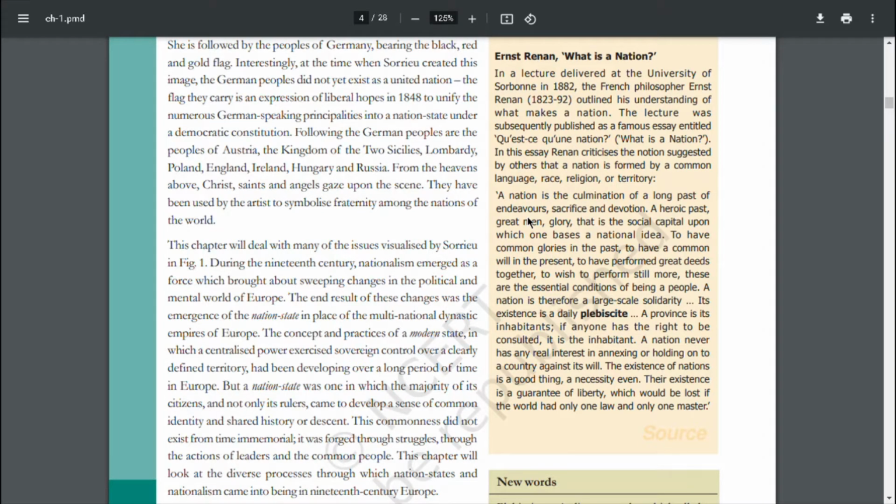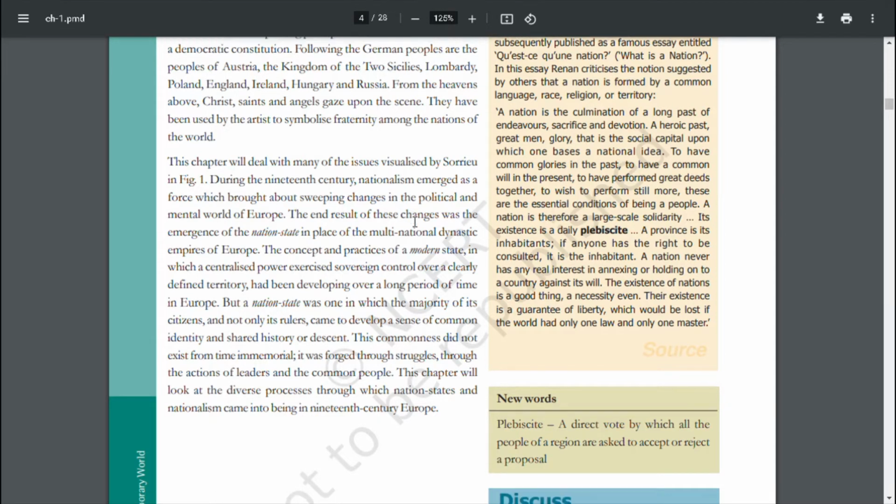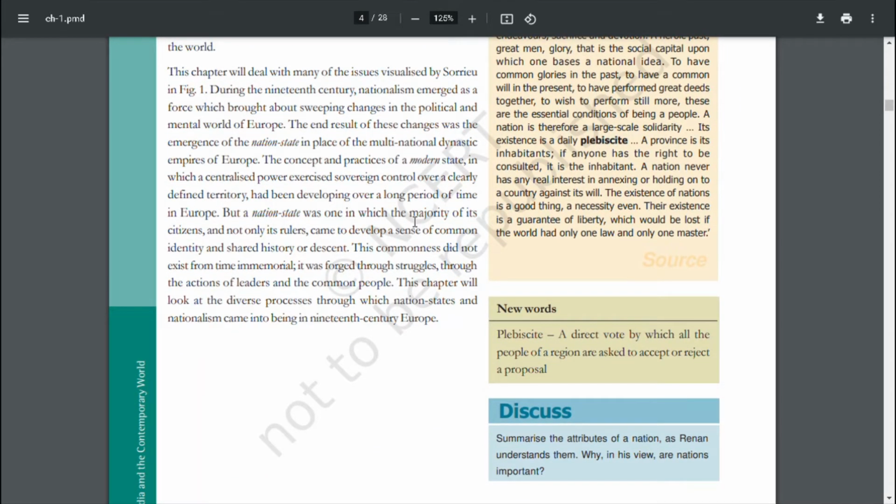Following the German peoples are the peoples of Austria, the Kingdom of the Two Sicilies, Lombardy, Poland, England, Ireland, Hungary, and Russia. From the heavens above, Christ, saints, and angels gaze upon the scene. They have been used by the artist to symbolize fraternity among the nations of the world. The chapter will deal with many of the issues visualized by Sorrieu in Figure 1.